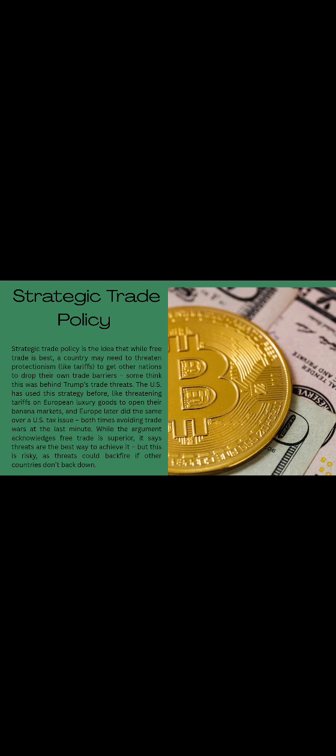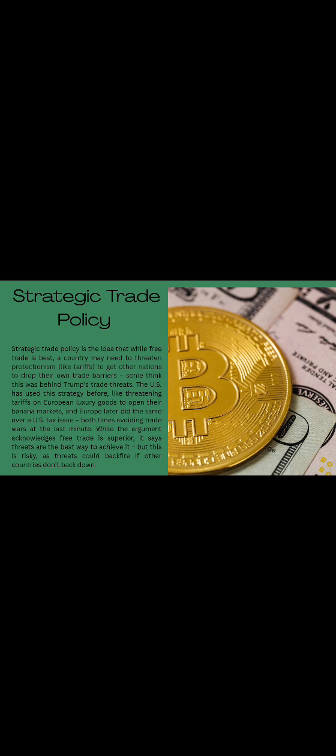Some say threats are the best way to achieve it, but this is risky as threats could backfire if other countries don't back down. Strict trade policy is about playing hardball to get free trade. The idea is that even though free trade is the best for everyone, a nation might put tariffs on foreign goods unless those countries open up their markets.